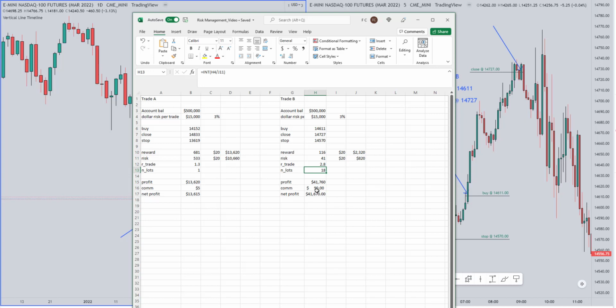And I put in the commissions too. I've assumed it's like $5 a lot, and there are 18 lots here, so that's where the $90 comes from, whereas here it's only one contract, so $5.